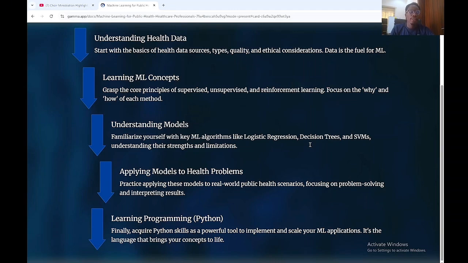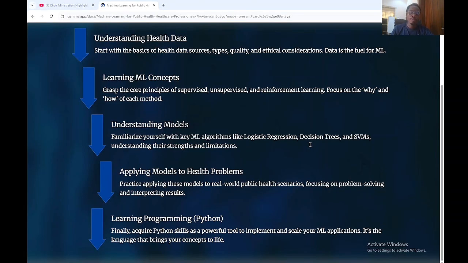Now, again, another thing you need to do is apply these models to real-world problems. Essentially, when you're learning some of the statistical concepts, it means that you're practicing and applying these models to real-world public health scenarios. You're focusing on problem solving and interpreting some of these results. And again, you need to start getting your hands dirty with programming, particularly Python.